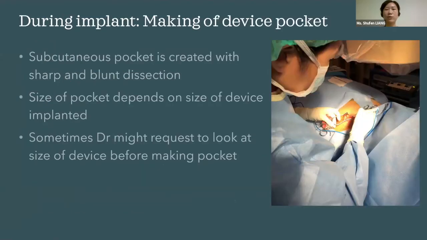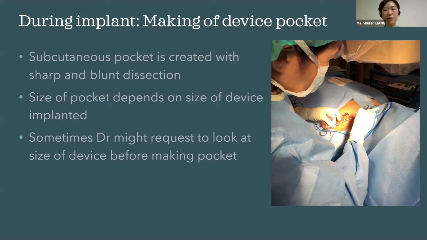So the doctors will start off the procedure by creating the pocket, the subcutaneous pocket, usually created with a sharp and blunt dissection. And the size of the pocket, of course, depends on the size of the device. It shouldn't be too big or too small.